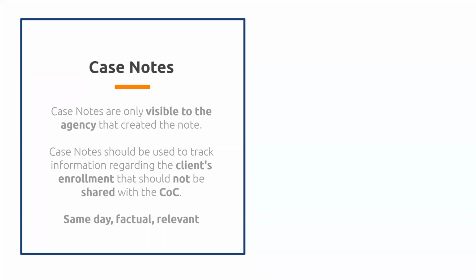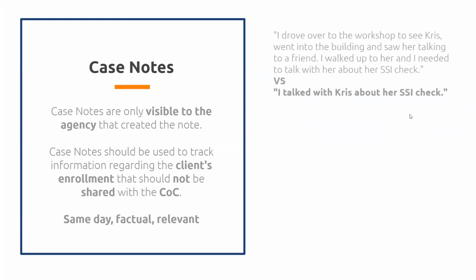So we're going to go over some examples of good and bad case notes. A bad example would be: I drove over to the workshop to see Chris, went into the building, saw her talking to a friend, walked up to her, and I needed to talk to her about her SSI check. There's just too much information that we really don't need. So instead we would just say, I talked to Chris about her SSI check.